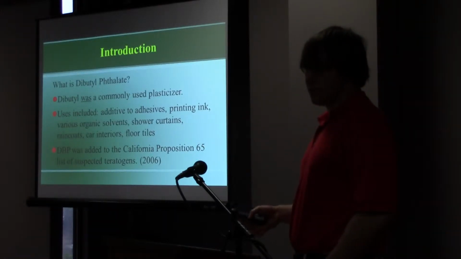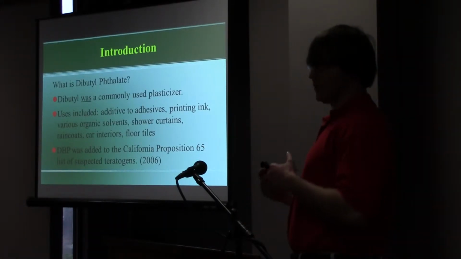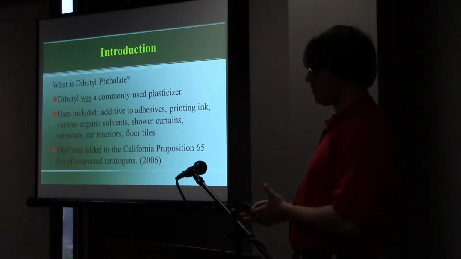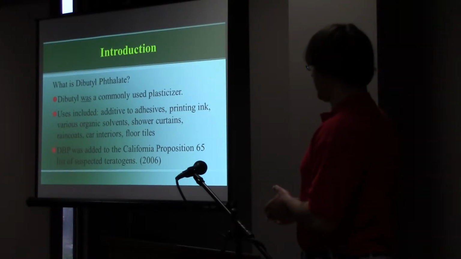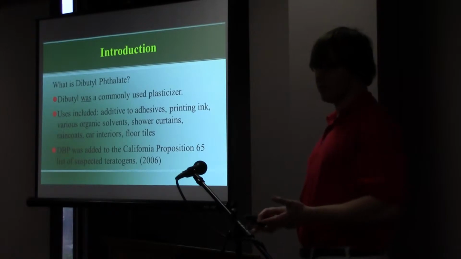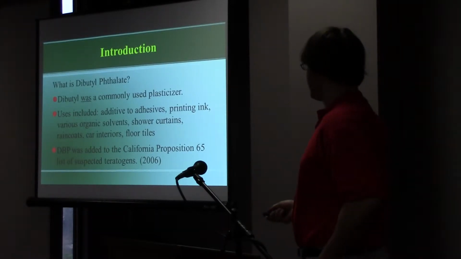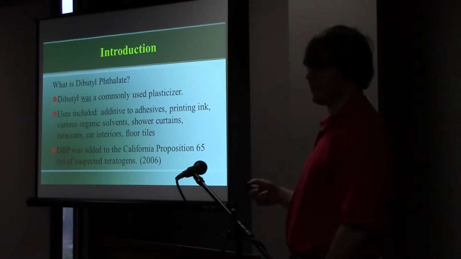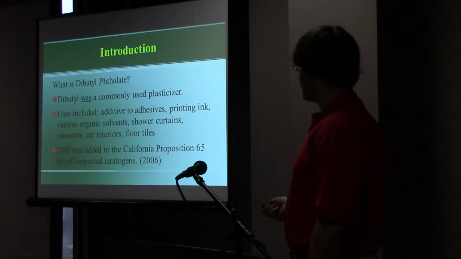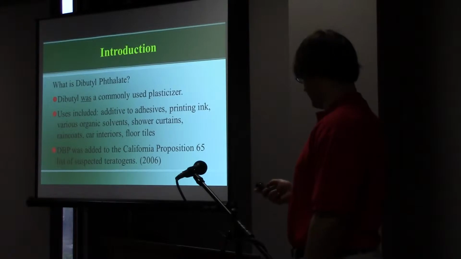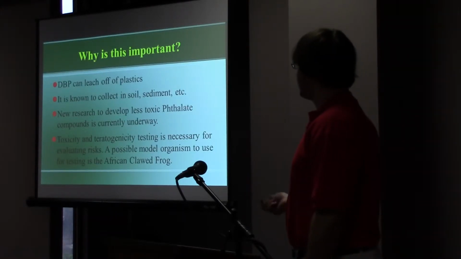What's a plasticizer? Well, a plasticizer is a compound that goes into a plastic polymer like PVC, and it's not actually attached to the plastic. It just gives it its properties, making it softer and less brittle. But the problem is it was added to the California Proposition 65 list of suspected teratogens in 2006. A teratogen is a compound that can cause birth defects and malformations, so it's a bad compound.